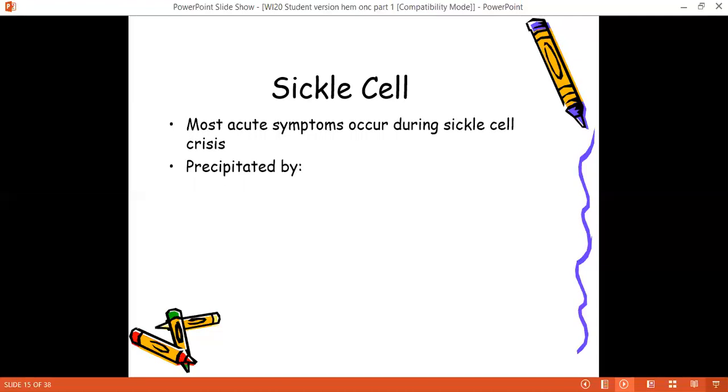It could be precipitated by cold, again low oxygenation, because when we're cold, we have vasoconstriction. Any type of stressor can precipitate a sickle cell crisis. High altitudes and poorly pressurized airplanes can cause a sickle cell crisis, again due to the decreased oxygen level, which would lead to vasoconstriction.